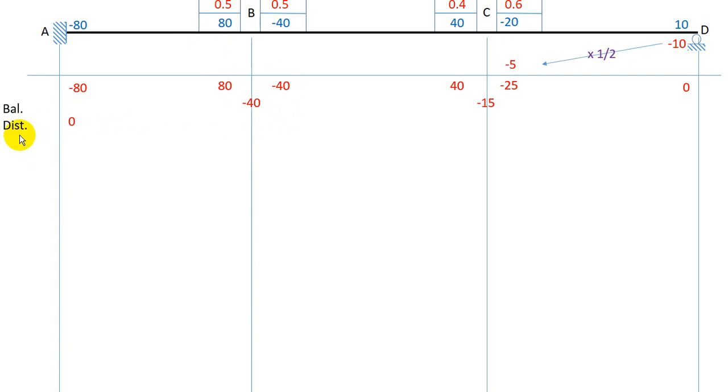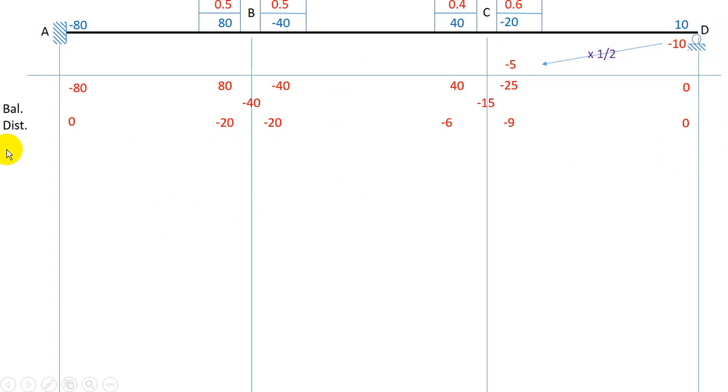And how much part of this 40 is contributed by BA and BC would be given by my distribution factors. So the next step is distribution factor. Here it is 0, because there is nothing to be balanced here, and it doesn't even have a distribution factor, so we just have to write 0 here. But here I can multiply this minus 40 by 0.5. I'll get minus 20 and minus 20. Again, when we come here, I'll multiply minus 15 by 0.4. I'll get minus 6, and minus 15 into 0.6 is minus 9. And here it will be 0 because we don't have to touch this joint anymore.